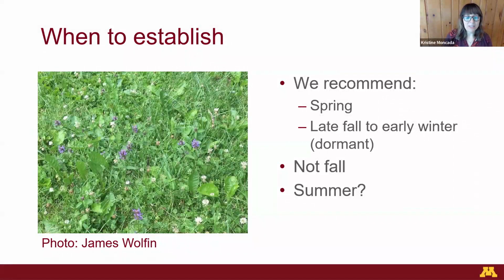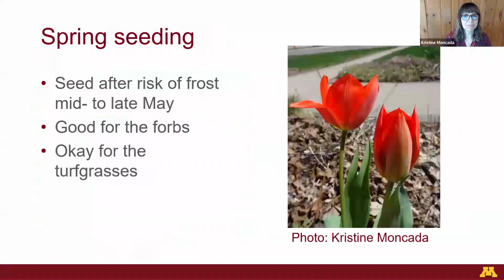Other options that you might think of for establishing a lawn are fall, because that's when your extension educators recommend fall planting for your regular lawn. Unfortunately, while that's the best for turf grasses, that's not the best for the forbs that are in a bee lawn. One other option is summer. We haven't done any research on summer establishment, so I'll just discuss whether that is an option or not.